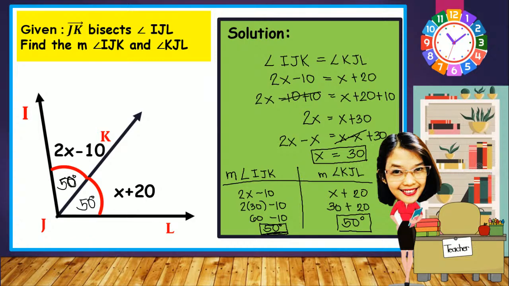And that's it. So if you are asked, what is the measure of angle IJL? Ano po yung measure ng IJL? Hello! Comment your answer. What's the measure of angle IJL? Okay, that's correct. The measure of angle IJL is 100 degrees. And that's it.